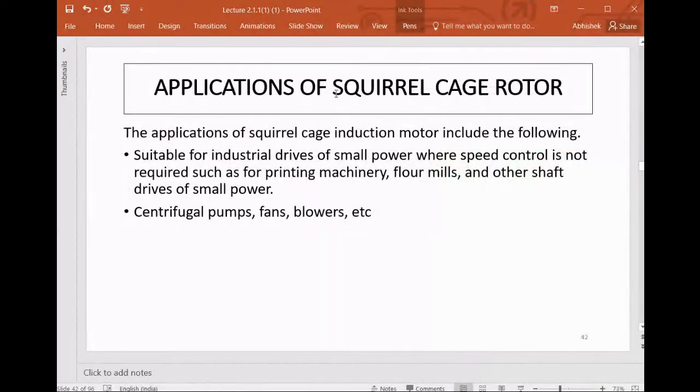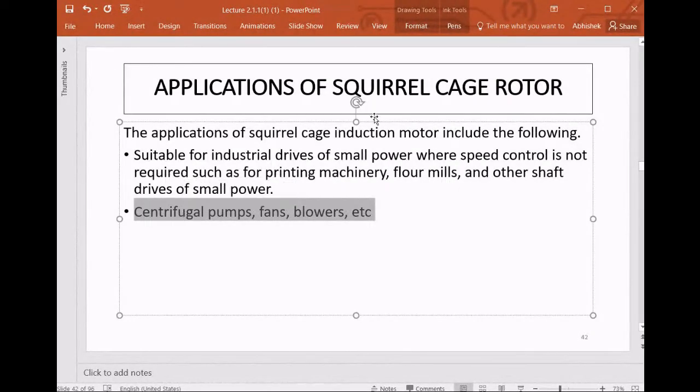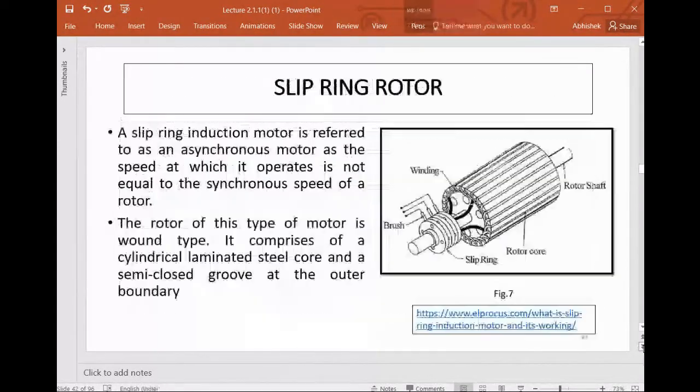And low power factor at light load is there in case of a single phase induction motor. And where can we use this type of squirrel cage rotor? We can use squirrel cage rotors for industrial drives, small powerhouses, and where speed control is not required, such as printing machinery, flour mills, and other shaft drives of small power. Then centrifugal pumps, we also use this type of motor, fans and blowers. So these are the applications where we can use this single phase induction motor.